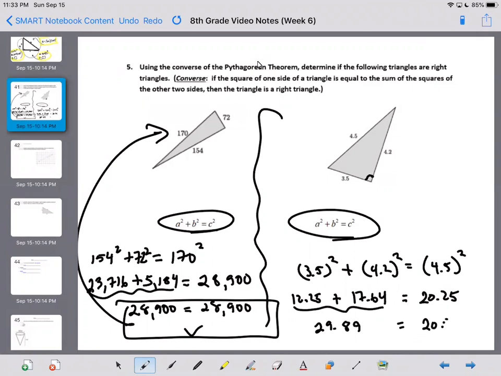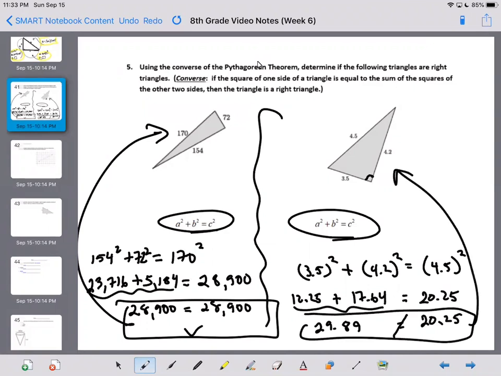It does not equal. So I can put the slash through it. It does not equal, so therefore we know that this is not a right triangle. So that's our converse of using the Pythagorean theorem.